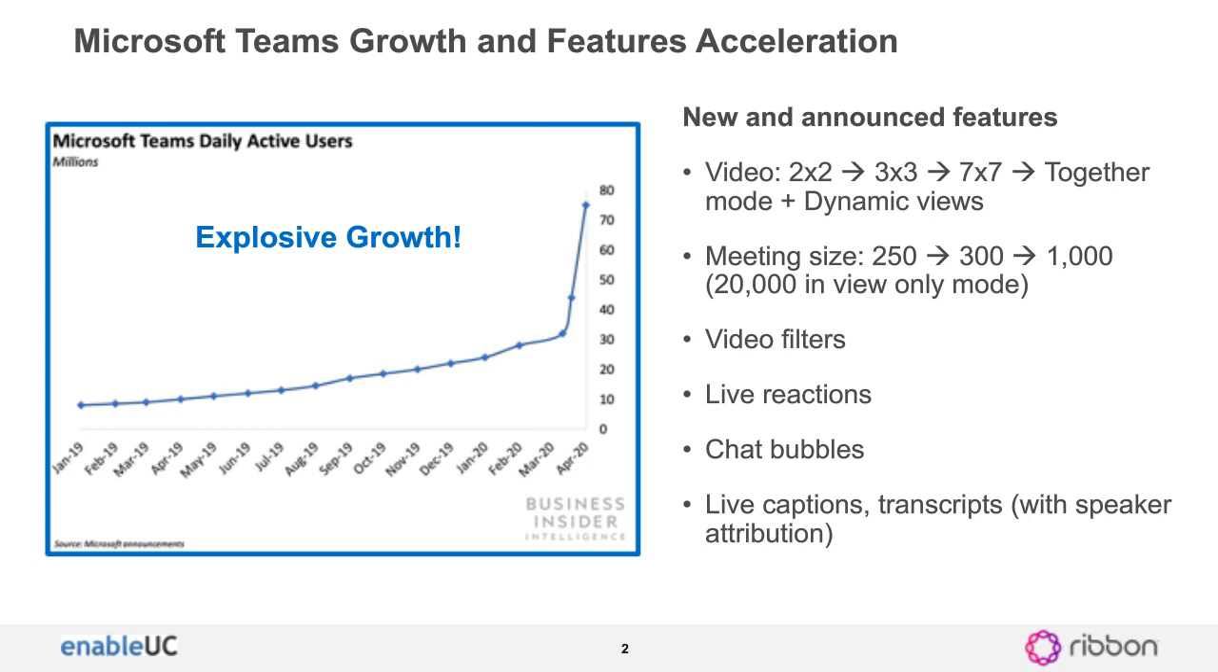They've recently added things like video features and live reactions, so you can comment, and chat bubbles to show who's speaking when you have larger meetings. And then things like live captions, using artificial intelligence to show you a transcript, and they recently announced that it now has speaker attribution, so you see the name of the person speaking, both in the live and the recorded. So the growth and the new features certainly mean that a vast number of people and organizations are moving to using Teams.